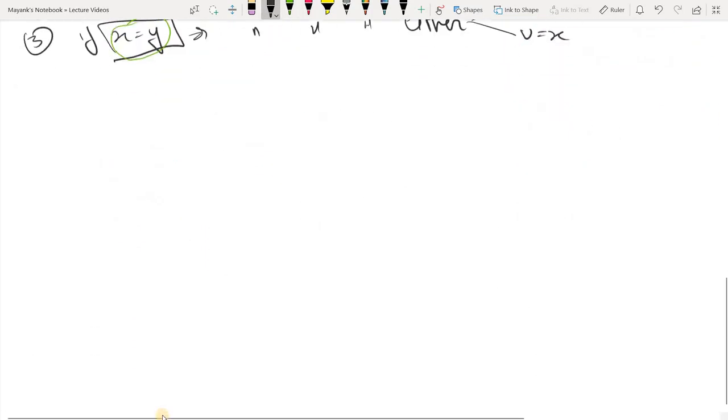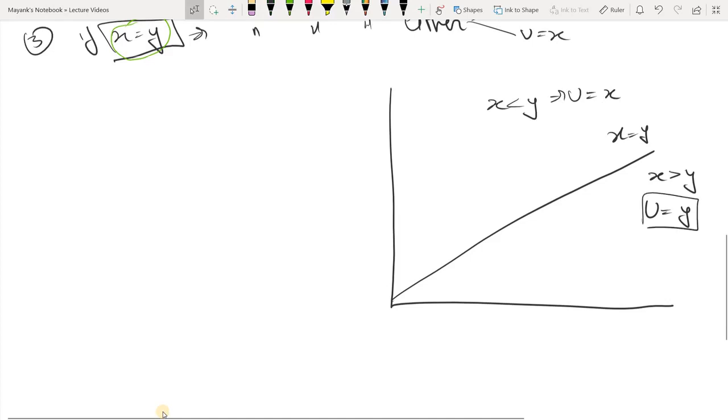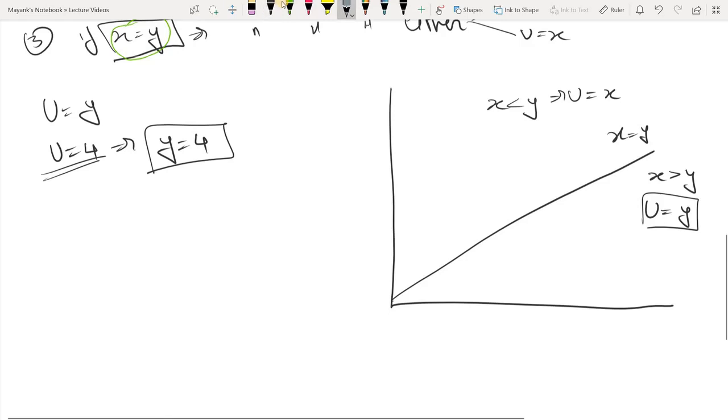So now let's again look at this graph. This is your x equals y, this is x greater than y, which means u equals y, this is x less than y, which implies u equals x. Now u equals y, so in this entire right region you have utility function equal to y. Okay, so let's say I want to plot the utility level equals 4 indifference curve. This implies I would have the y equals 4 line corresponding to utility equals 4. So all the points where the y coordinate is 4 would correspond to my indifference curve for utility level 4. Okay, so my y equals 4 line is basically this line.